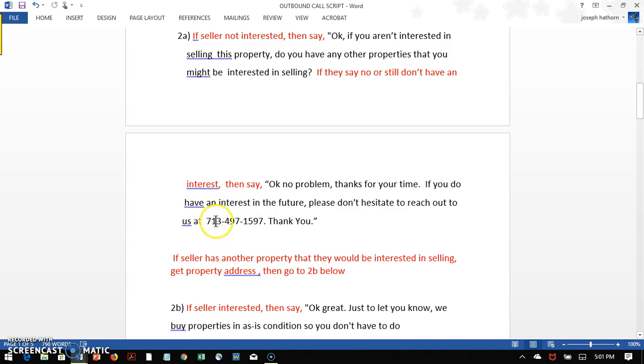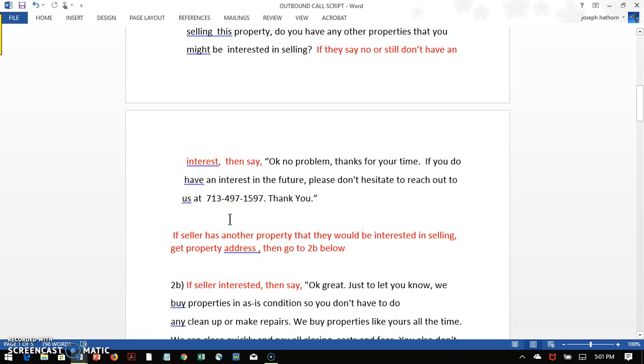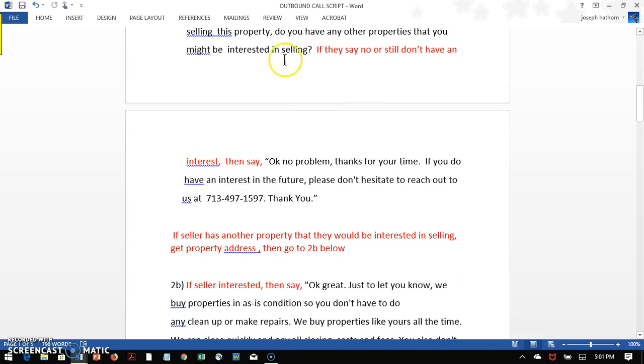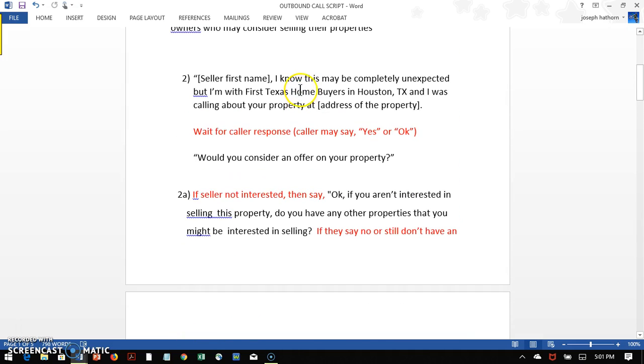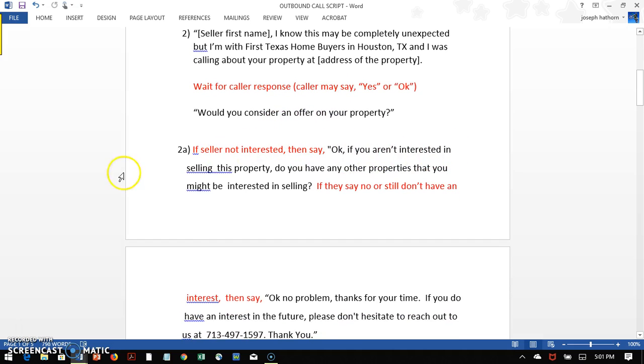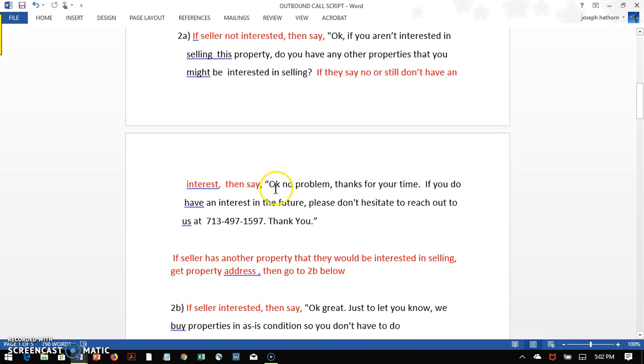So we'll go through that in the meeting. Okay. All right. So that's if the seller has no interest at all. So you go through this. If the seller, when you ask the seller, okay, if you are interested in selling this property, do you have any other properties that you might be interested in selling?